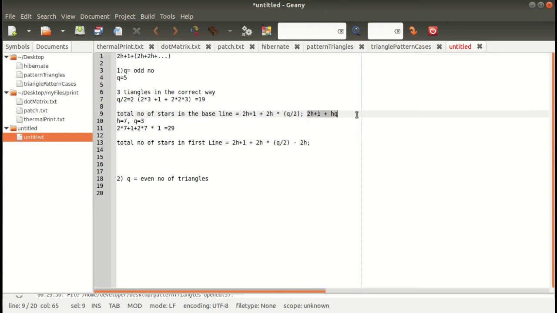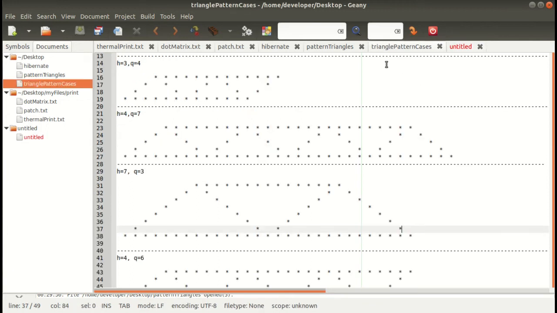But after some time, if we see this, we don't know why we are multiplying h and q. So it's better we put it like this itself, because even after some time, if we see this expression, we need to understand why we are multiplying these things. If you want to simplify in your program, you can do that. Okay, you got it right. Total number of stars in the first line. For one case, we'll see this.